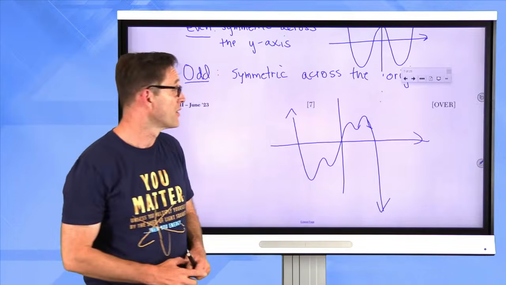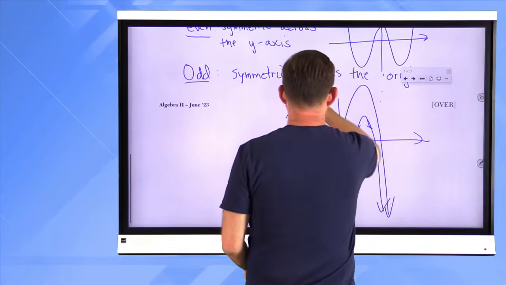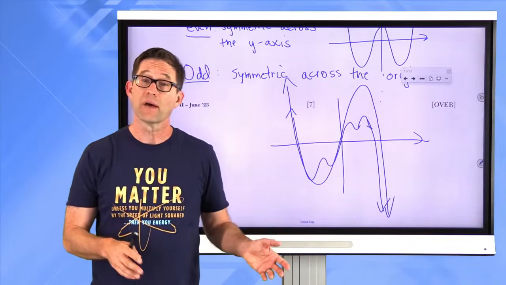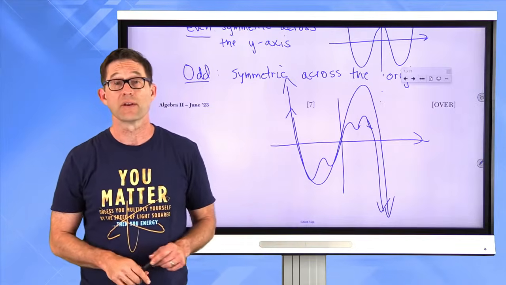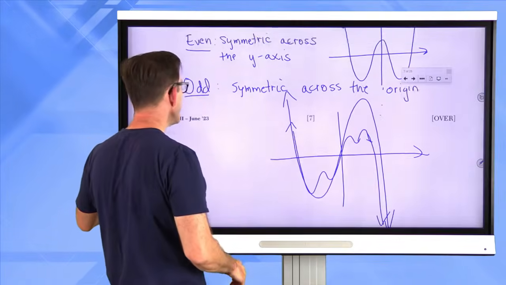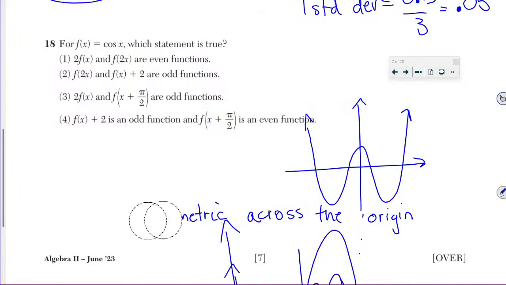An easier odd function would literally be something like this. That would be a good odd function, but I didn't go with that. Anyway, an odd function is symmetric across the origin, an even function is symmetric across the y-axis. So what's cosine x? Because that's really where we're coming from here. We're talking about cosine x.